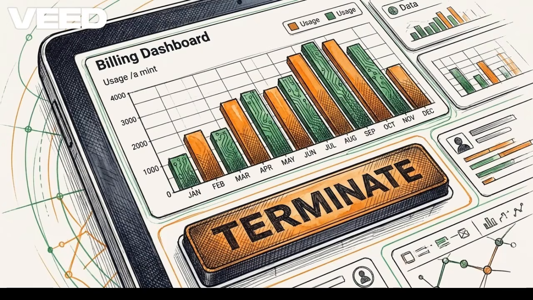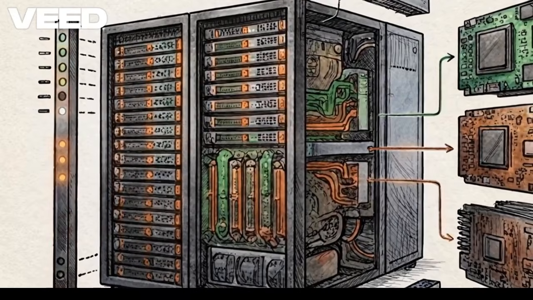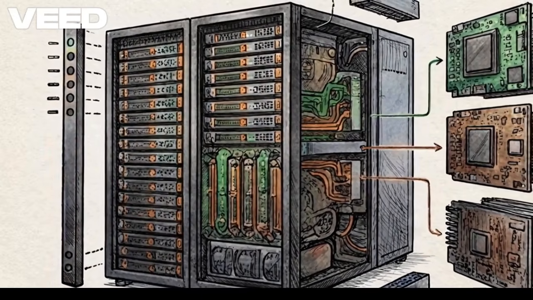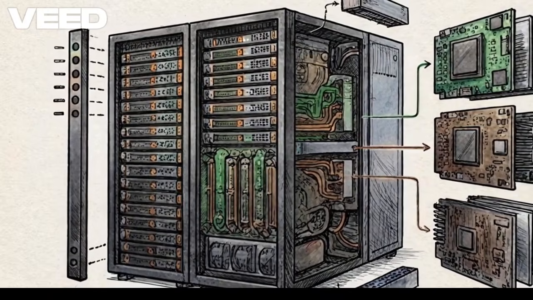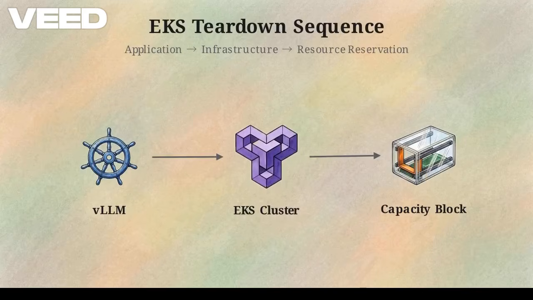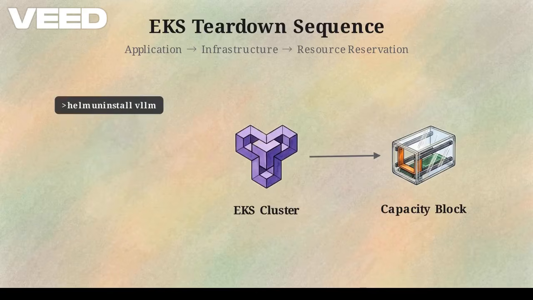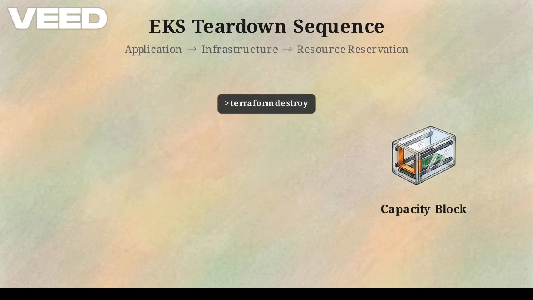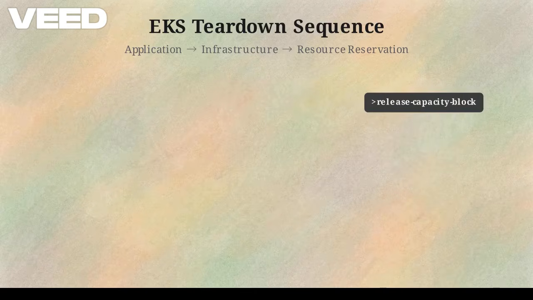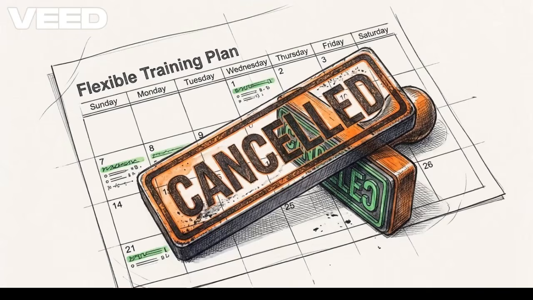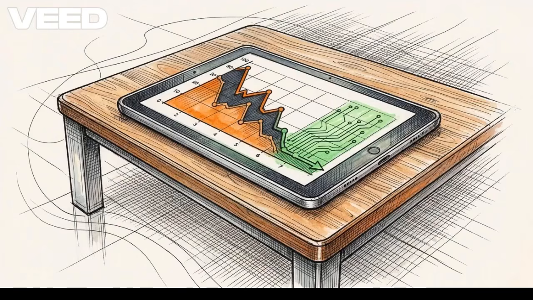Because P6-B300 instances accrue costs quickly, you must delete these resources as soon as they are no longer required. On HyperPod, delete the endpoint configuration using kubectl, and then delete the entire cluster through the SageMaker console. For EKS deployments, you must delete the vLLM deployment, run Terraform destroy on the cluster, and explicitly release the capacity block reservation. Remember that flexible training plans must also be canceled or released to stop ongoing billing.